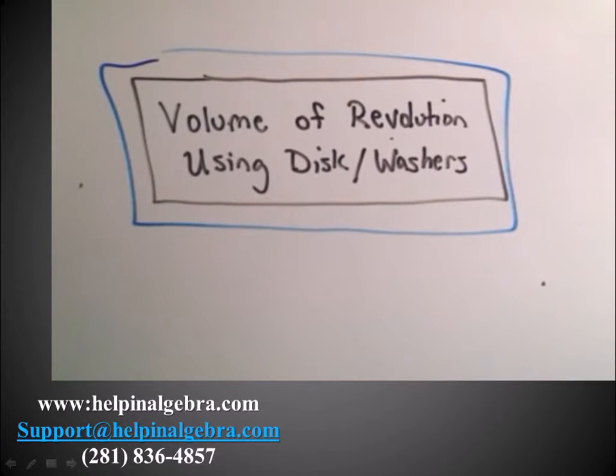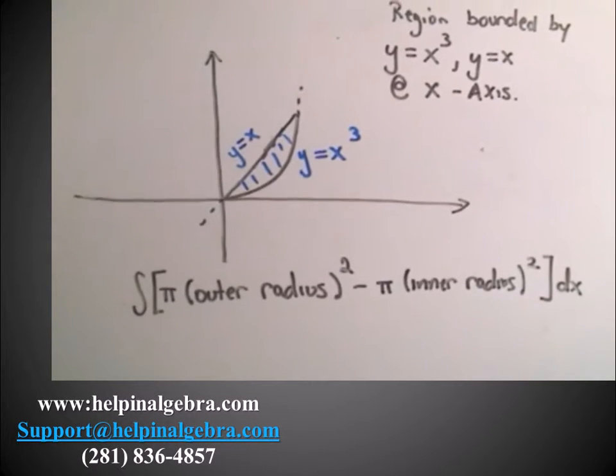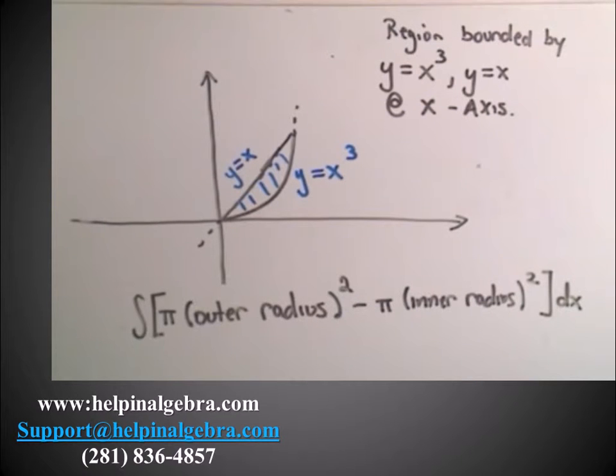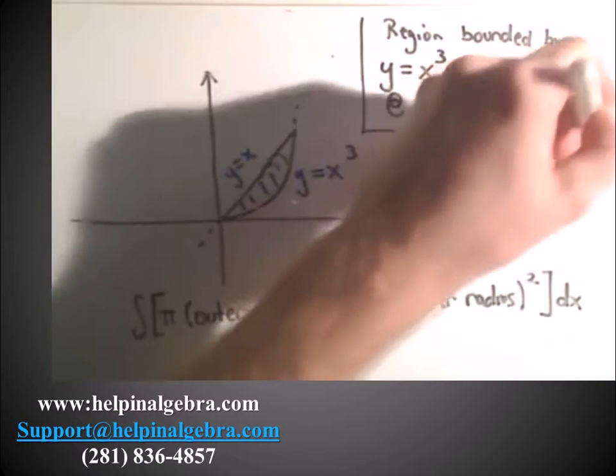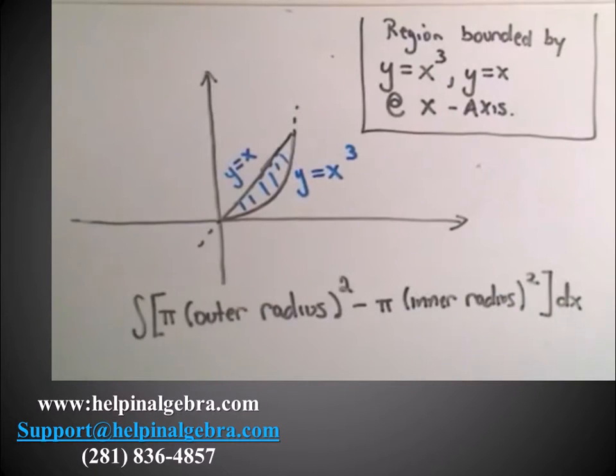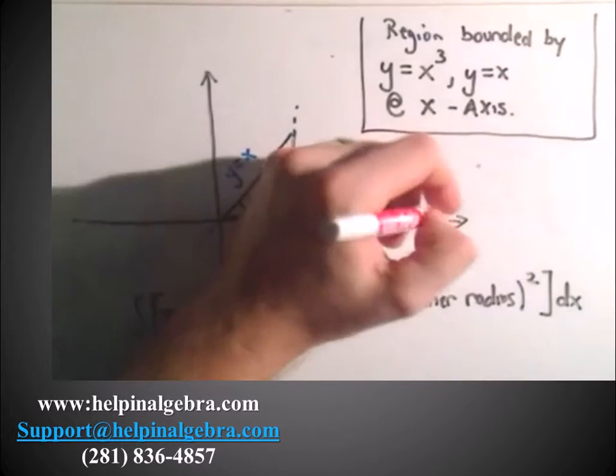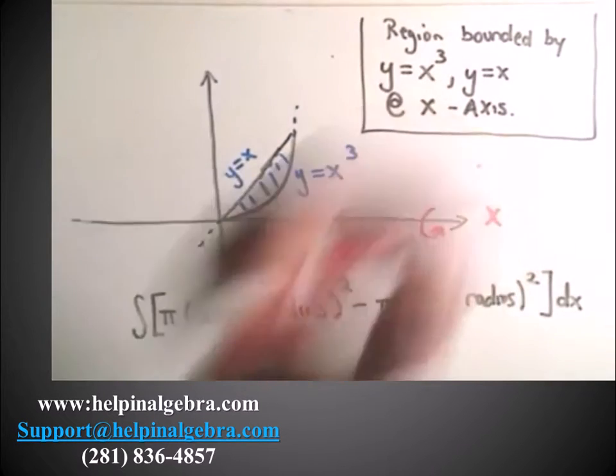Okay, in this video I want to do a volume of revolution problem using disks and washers. And so the problem we're going to do here, I've already got a little bit set up. We're going to do the region bounded by y equals x cubed, y equals x, and we're going to rotate that, in this case, just about the x-axis. Okay, so we'll go about the good old x-axis here.